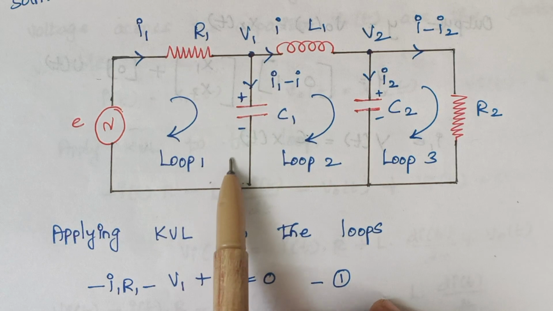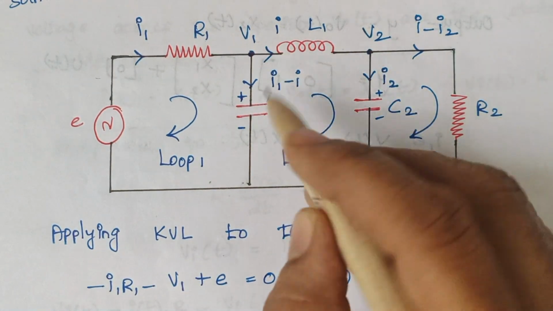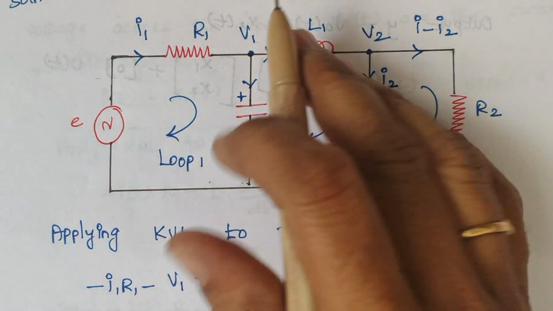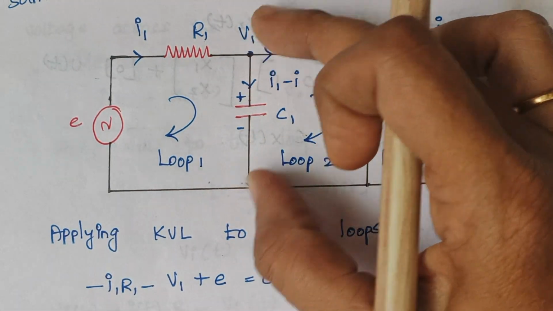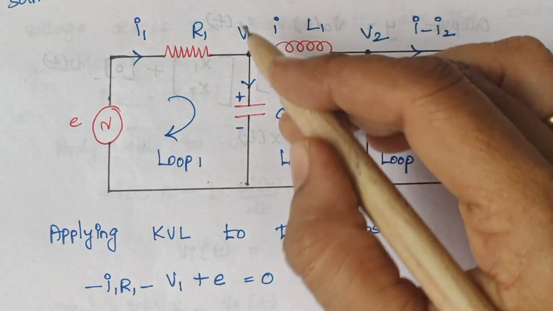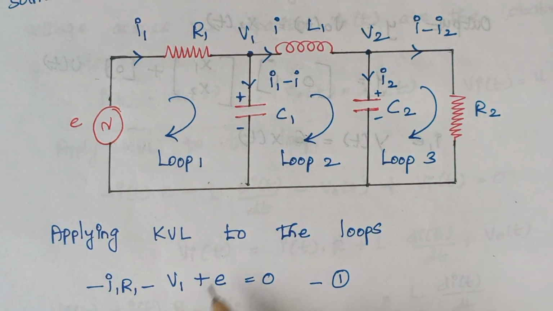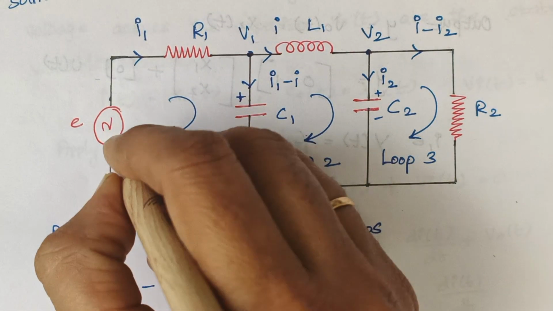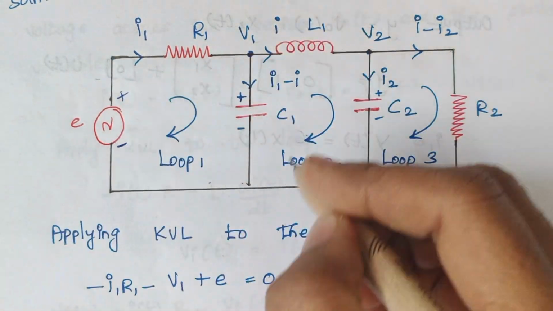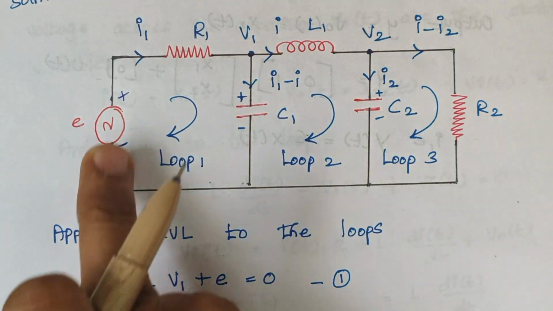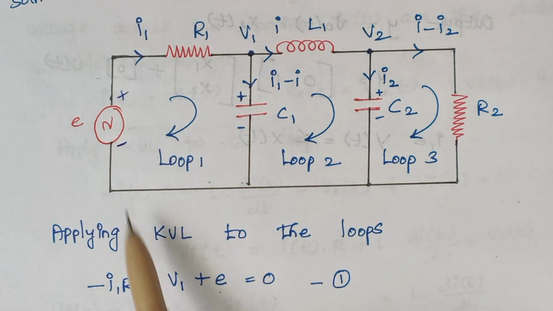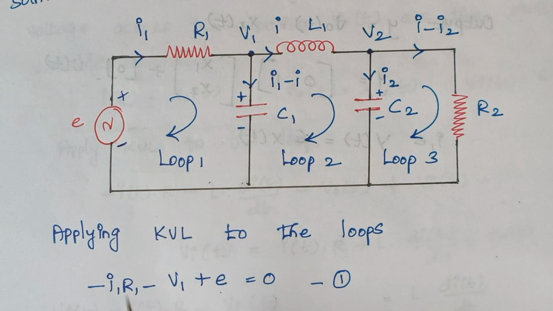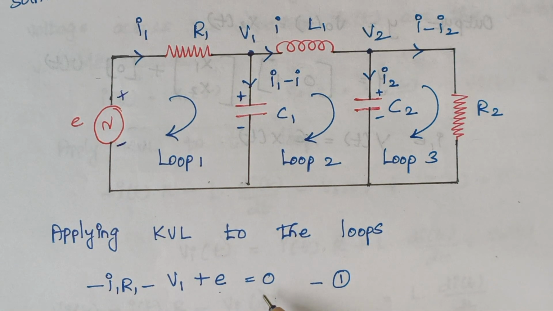Considering loop 1, the current through this capacitor flows from plus to minus, and the voltage across this capacitor is V1, which is directly given, so here it is minus V1. When you consider the supply voltage source, here it is minus and here it is plus, and the current flows from minus to plus. Therefore we put plus E equal to 0. So we have applied KVL to loop 1.